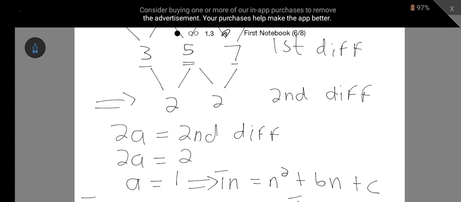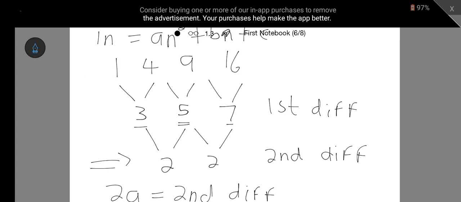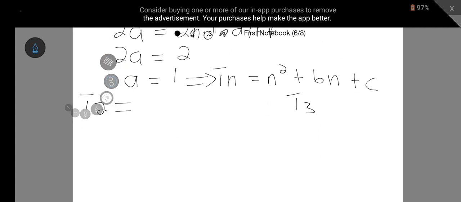The second term is 4 and the third term is 9. So I'm going to plug 4 here, and I'm going to plug 9 here. Now, what does T2 equal to 4 mean? It means that we find 4 on the second position and we find 9 on the third position.